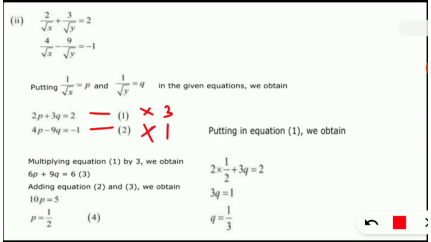So simply 10p equals 5. So p equals half. After that we put p equals half in equation 1 and we get the value of q. q equals 1 by 3. Clear?